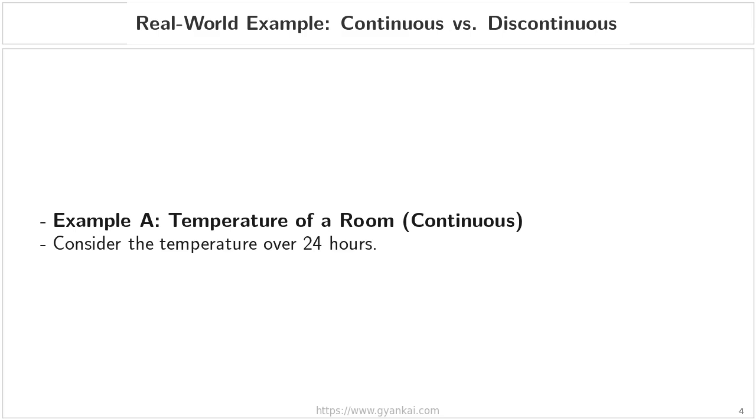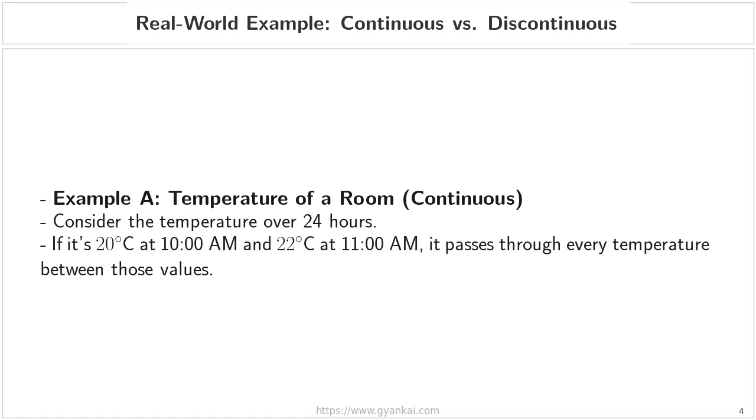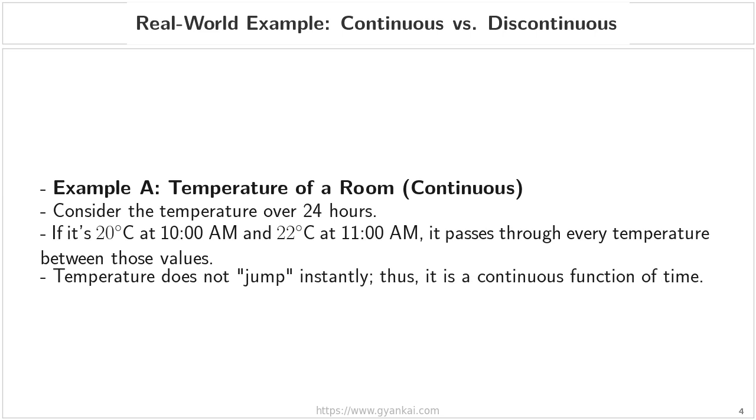Imagine we are monitoring the temperature over a 24-hour period. Suppose that at 10 o'clock in the morning, the temperature is 20 degrees Celsius, and by 11 o'clock, it has risen to 22 degrees Celsius. In this process, the temperature must pass through every single possible value between 20 and 22 degrees. It cannot simply skip from one value to another. Because the temperature does not jump instantly, we can conclude that it is a continuous function of time.